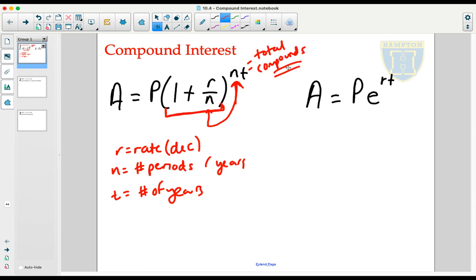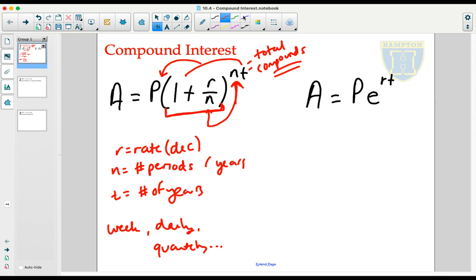If you don't want to use NT or don't want to try to remember NT, you can think of that power needing to be how many total times will it compound over the given time period. When that's all done, then we multiply by the amount of money that we started with. So this is for any of those compounding periods that are not continuous, weekly, daily, quarterly, and so on.